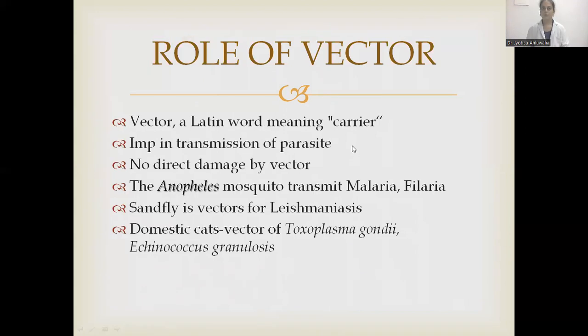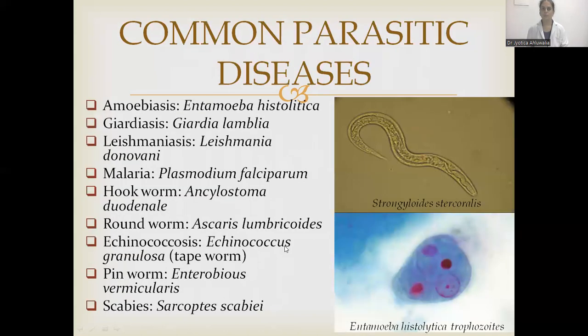The role of vector. Vector in Latin word, the meaning is carrier. It is important in transmission of parasites. No direct damage by the vector occurs, like the Anopheles mosquito, they transmit malaria or filaria. Sandfly is the vector for leishmaniasis. Domestic cats can be the vector for Toxoplasma gondii or Echinococcus granulosus. The common parasitic diseases are amoebiasis caused by Entamoeba histolytica, which is different from that of bacterial diarrhea.